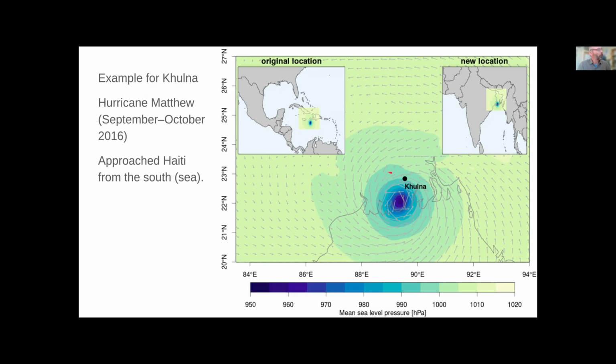We picked Hurricane Matthew because it arrived from the south, so it came from the sea, and that's similar to Bangladesh. So it would come from the sea and hit land, and the sea is fairly similar in different parts of the world. So there are some similarities in these two cases.